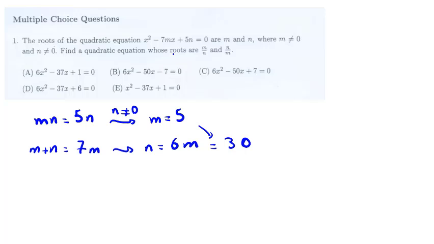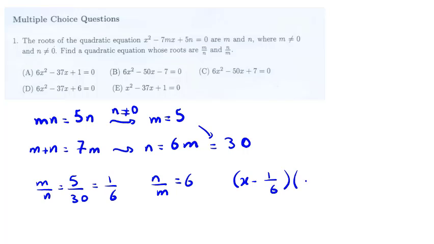Now we want to find a quadratic equation whose roots are m over n and n over m. M over n is 5 over 30, which is 1 over 6, and n over m is 6. So we know the roots, so it will be x minus 1 over 6 times x minus 6 equals 0. You can multiply both sides by 6. It will be 6x minus 1 times x minus 6 equals 0.